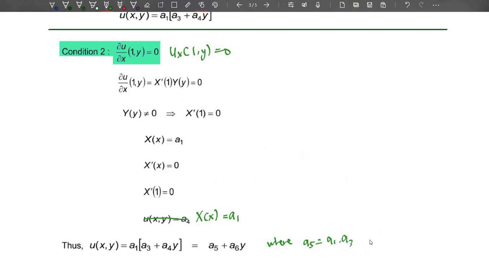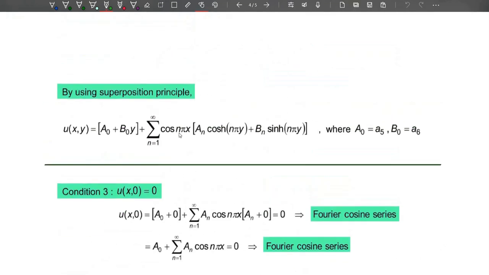A3, and A6 is equal to A1 times A4. Okay, this one is not this function, you need to change it. It is S of X equal to A1. Okay, next, brace yourself a bit more.